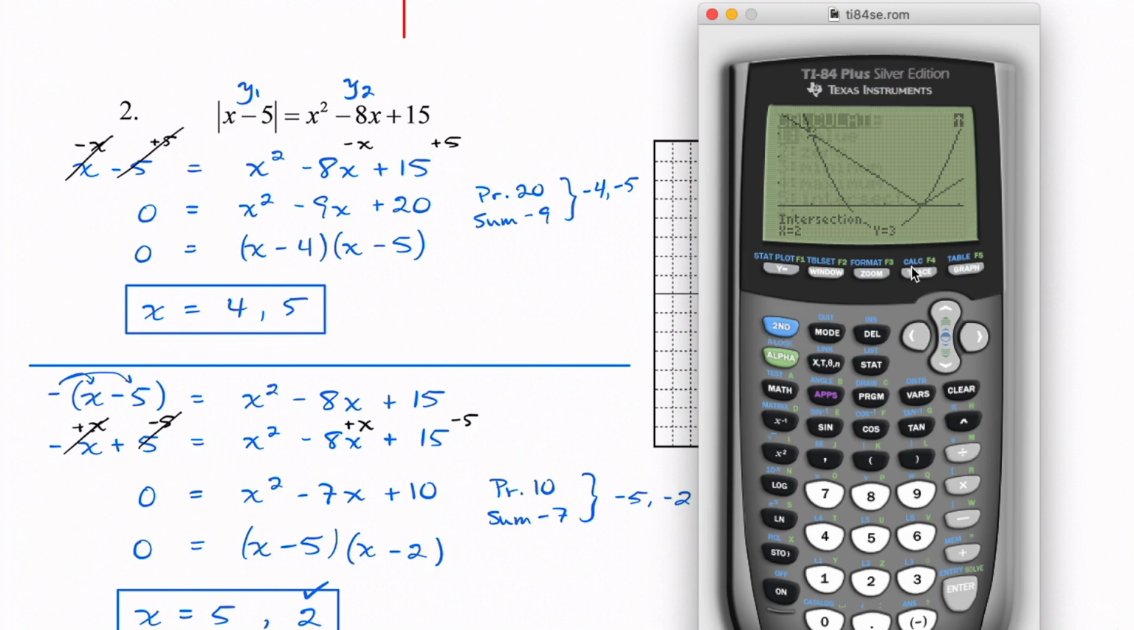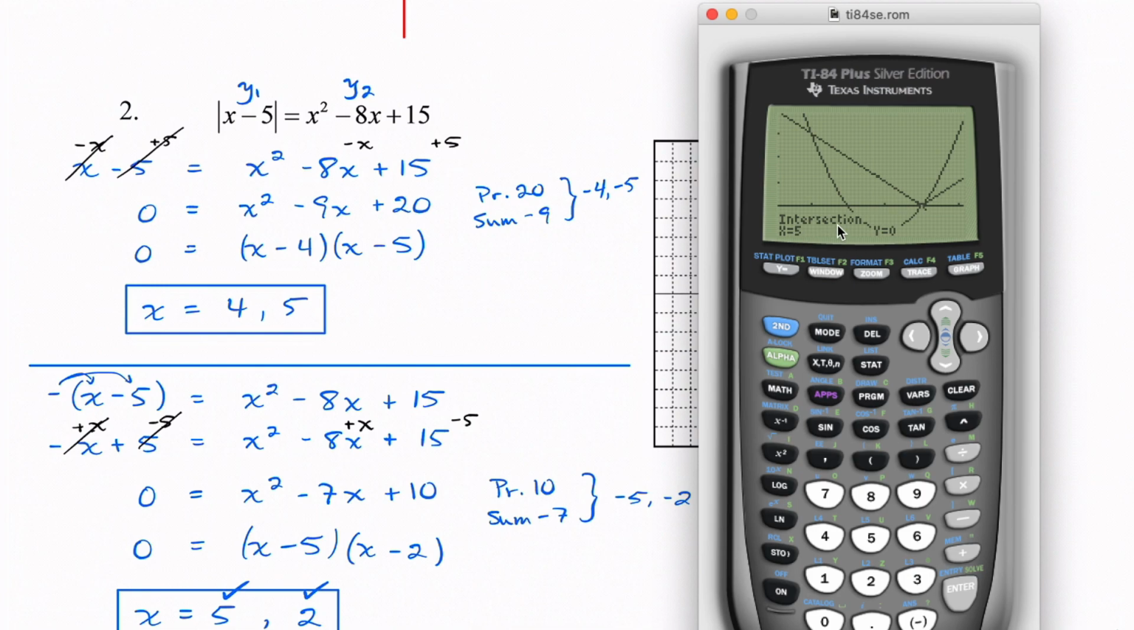So go second, trace, option number 5. You're going to scroll over to the left, so you can just hold it down. And then we're close to the point, so we can click enter, enter, enter. And then it finds our other point, which we get 5. So that is our other one here, which we actually had repeated twice. We only need to list it once in our final solution.